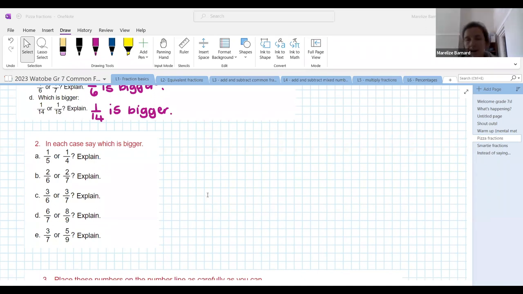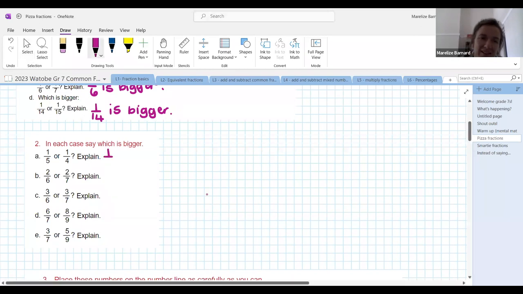Okay, our 2 minutes are up. So in each case, which one would be bigger? A fifth or a quarter? Would you rather share your pizza with 5 people or with 4 people? Some people still want to share their pizza with 5 people. I'm not sure why, because their slice would be smaller. And that's exactly the reason why, because if you divide it into quarters, if you divide it into fewer pieces, the pieces are bigger.